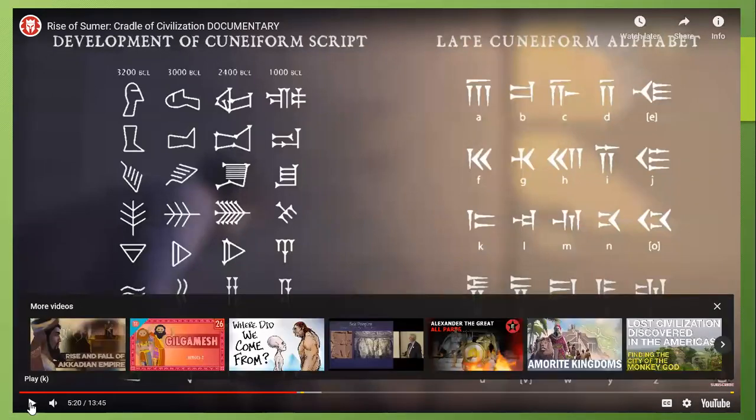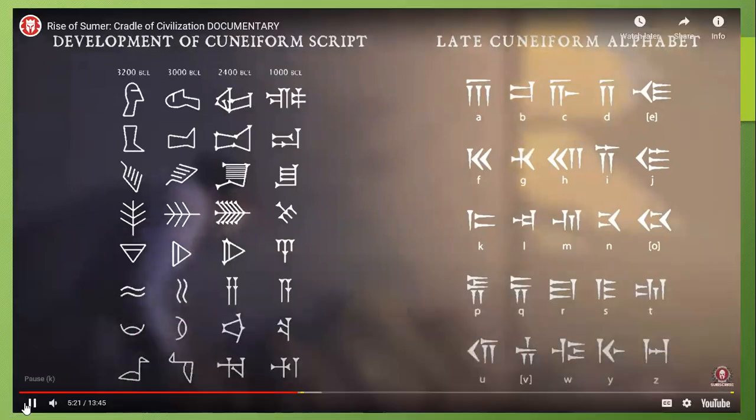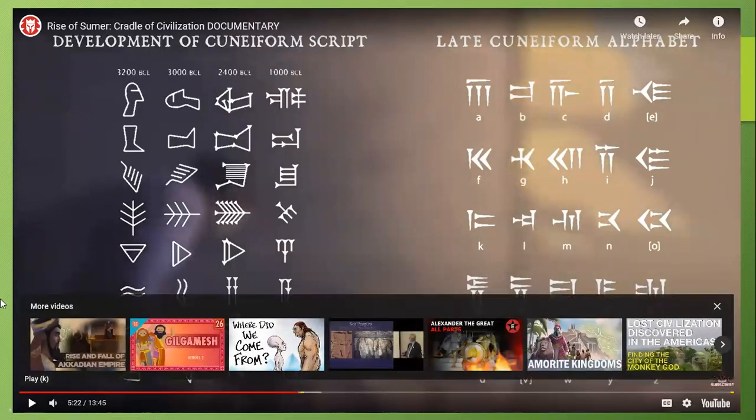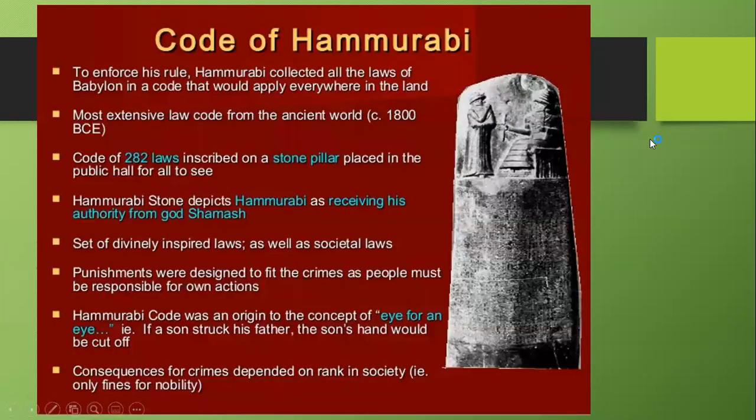Okay, so it goes on for a while, but I just wanted to show you the basic hierarchy. There's a lot going on in this time period. This is what it would look like, and then it advanced and kept advancing as we kept going, especially for writing. Okay, all right, so up next is the Code of Hammurabi.